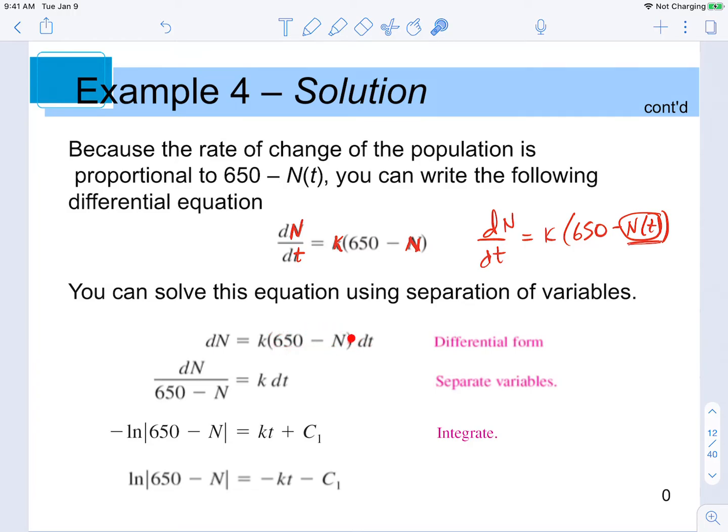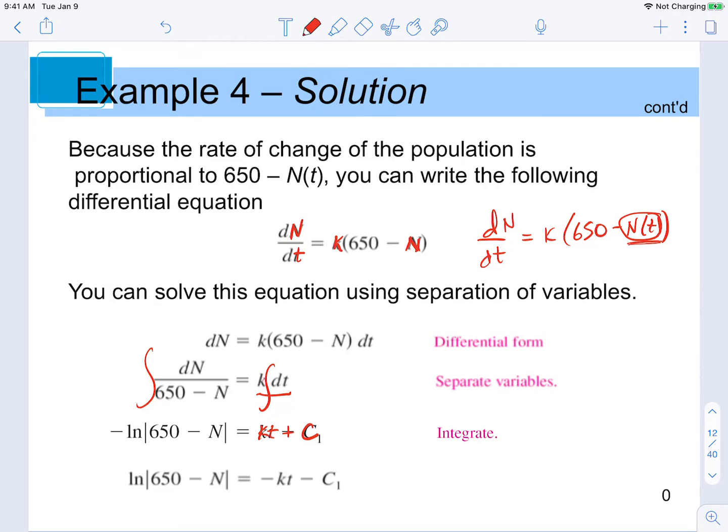This term here, the 650 minus N, that's an N term. So I'm going to divide both sides by 650 minus N. That's what you're seeing here. And then I'm going to integrate this. When I integrate this, let's do this side first. k is a constant. Think of there being a 1 there. You could think of it like this, right? Put the constant on the outside and there's just a 1. So that just becomes t times the k, plus the c.